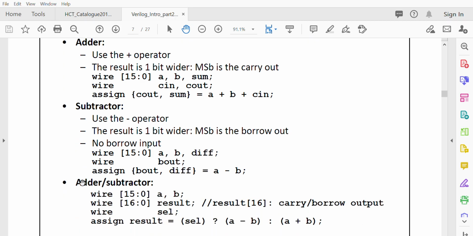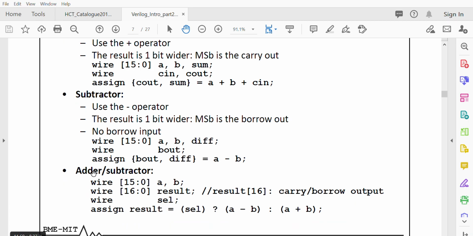Okay. Adder subtractor, wire AB. So here you are making a selection between the subtraction and addition. You can do that depending on a certain wire. You can see that A and B have 16 bits, which ranges from 0 to 15, and the result has 17 bits because there is one extra bit for the carry or the borrow, depending on whether you are doing a subtraction or an addition.